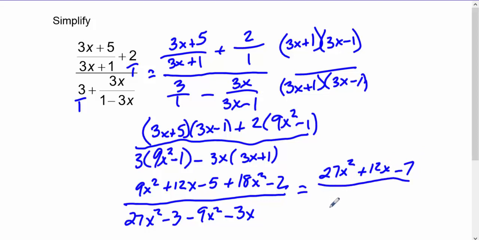Highly doubt it, but I can check. And that's 27x squared. Whoops, I lied. It's not. That's going to be 27 minus 9 is 18x squared minus 3x minus 3. Okay, that I definitely know factors. So we're going to have to take a look at this.